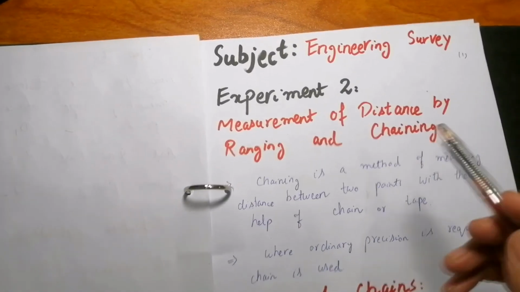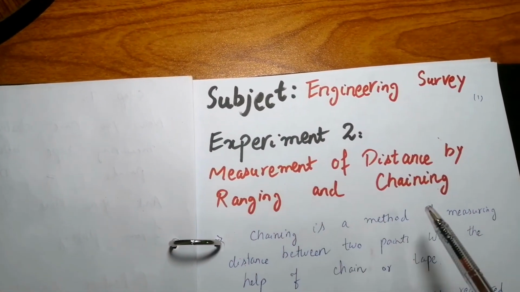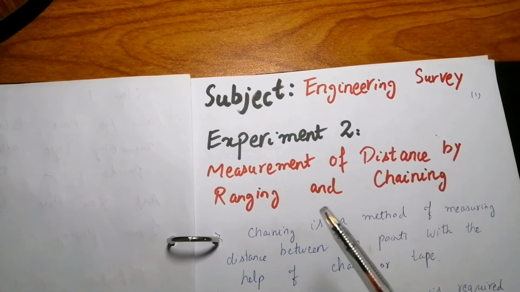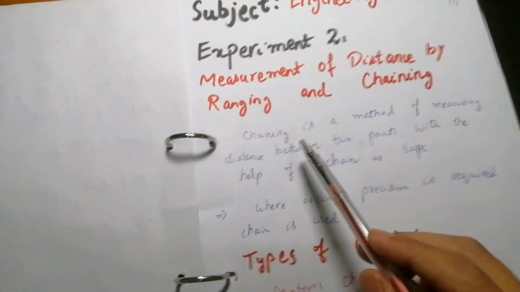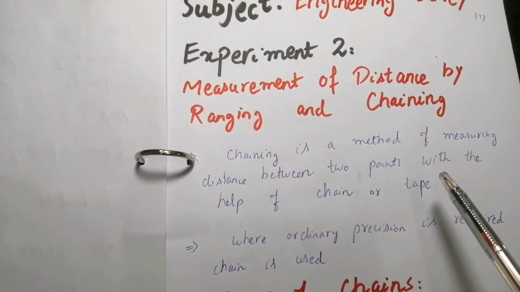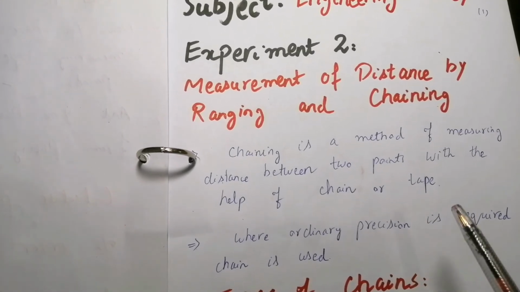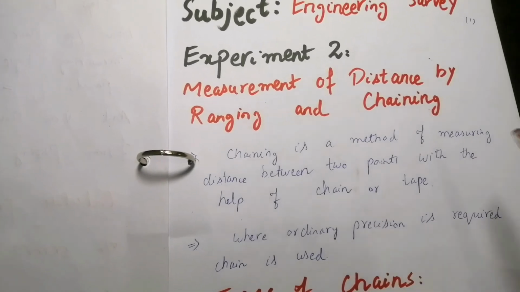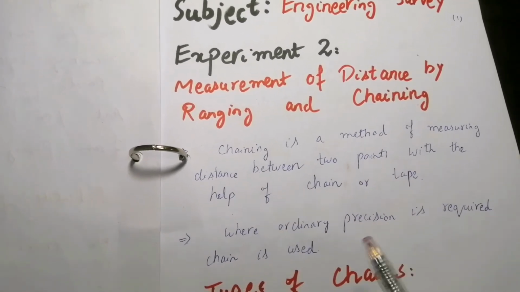So our topic is measurement of distance by ranging and chaining. Before measurement of distance we are going to know what chaining and ranging are. First, chaining is a method of measuring distance between 2 points with the help of chain or tape. So what is distance? Distance is just the separation between 2 points. So chaining is a method of measuring distance between 2 points with the help of chain or tape.